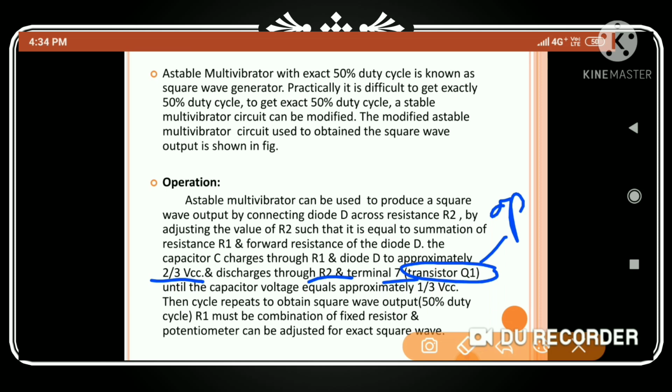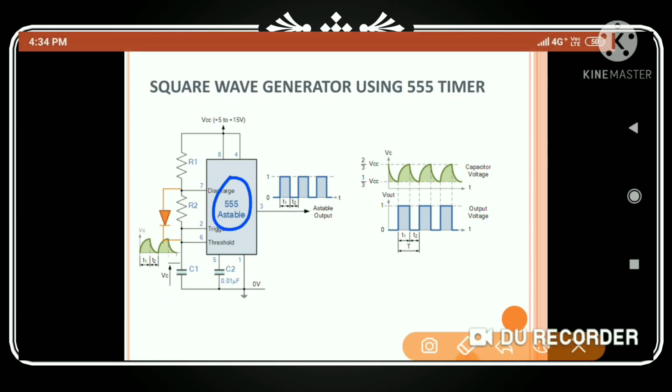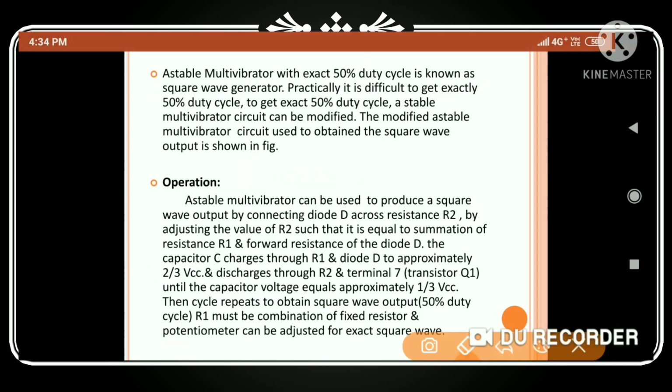You can see this 555 timer circuit. In the previous video you saw how the 555 timer is built: op amp 1, op amp 2, comparator 1, comparator 2. That 555 timer only we have to use in this diagram. I simply gave the diagram directly, and in that circuit only we are using it. And until the capacitor voltage equals 1 by 3 VCC, that means the capacitor is discharging up to 1 by 3.